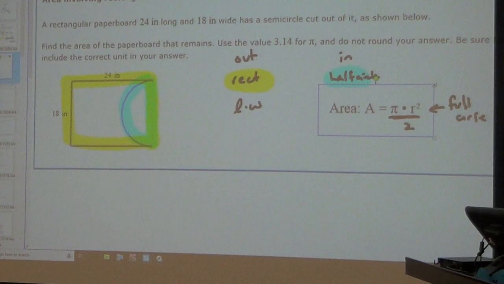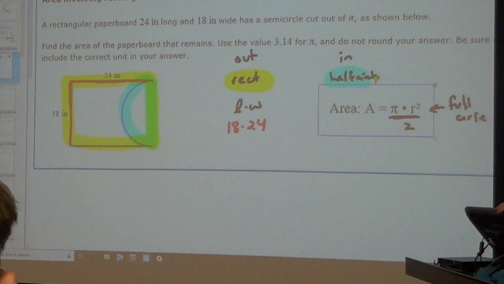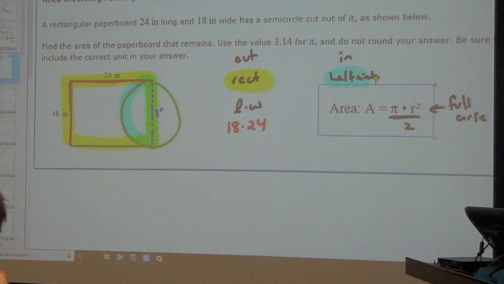So let's start with the rectangle. What is the length and width of the rectangle? 18 times 24. We good? Length times width. Now for my circle. Here's my circle. If I draw the whole circle, can you see what this number is going to be? 18. Now, the formula for a circle says pi times r squared. Do we know what pi is? Yes. What is pi? 3.14. Pi is 3.14.